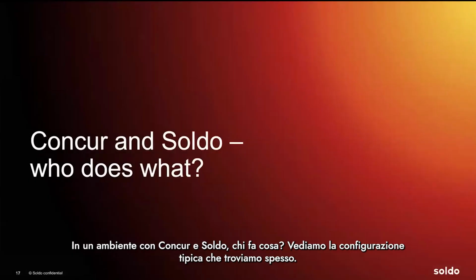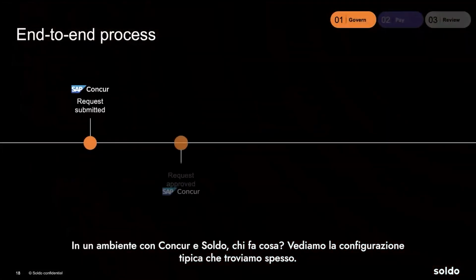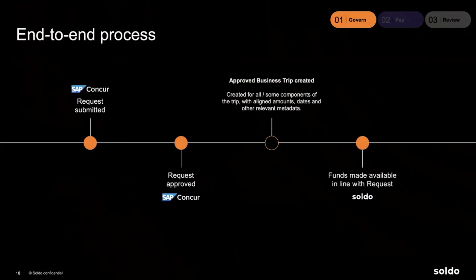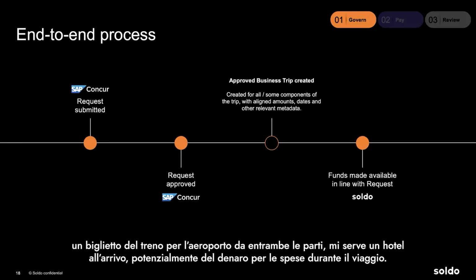In an environment where you have Concur and Soldo, who's doing what? Let's look at the typical setup that we tend to see. So first off, you have a request that's submitted within Concur. So I'm going to travel to a particular location. I need a flight, I need a train ticket to the airport at both ends. I need a hotel when I get there, potentially some money for expenditure while I'm traveling.